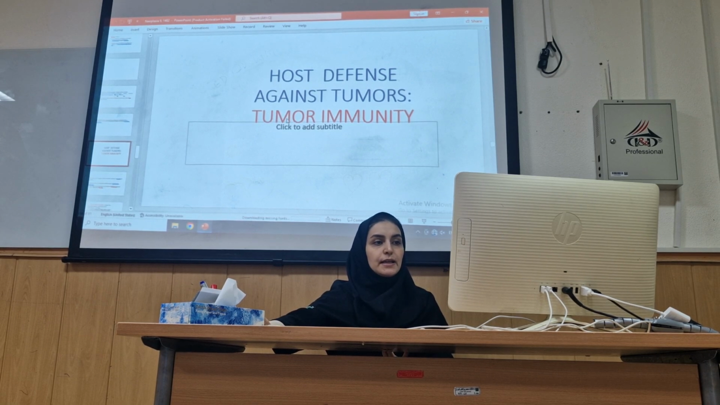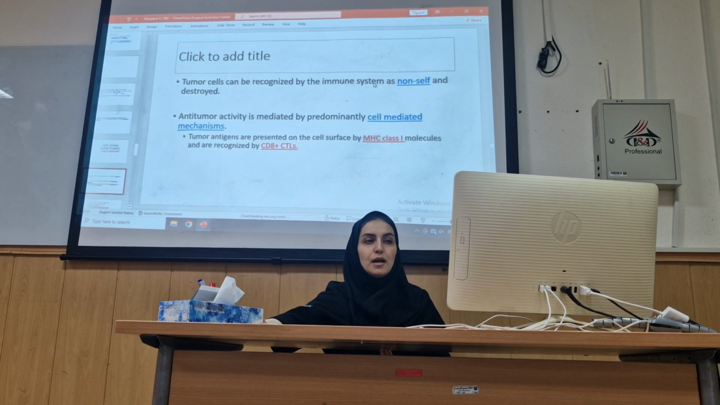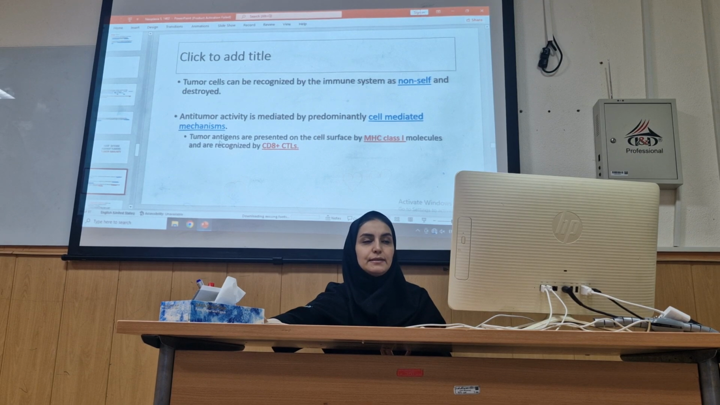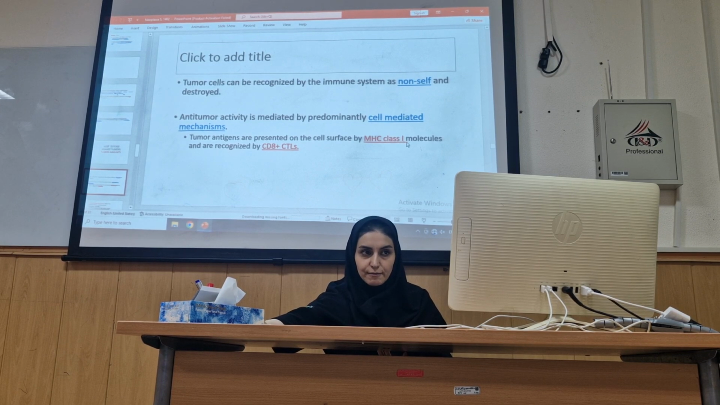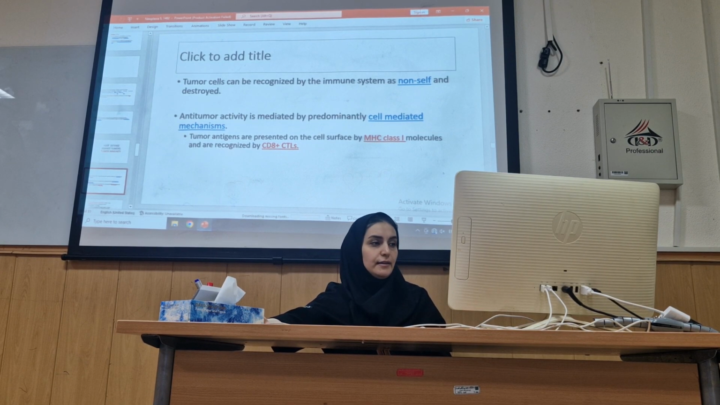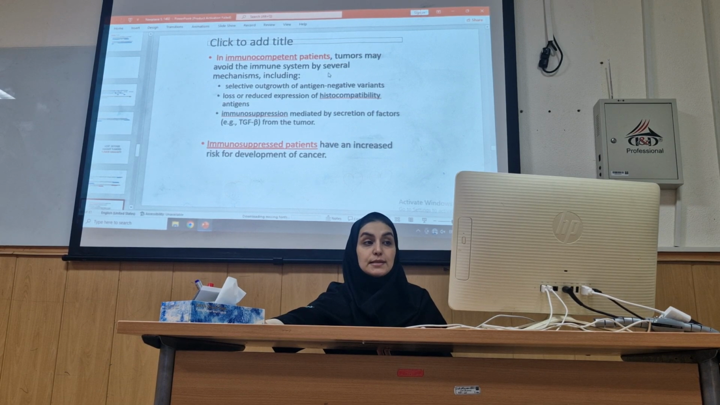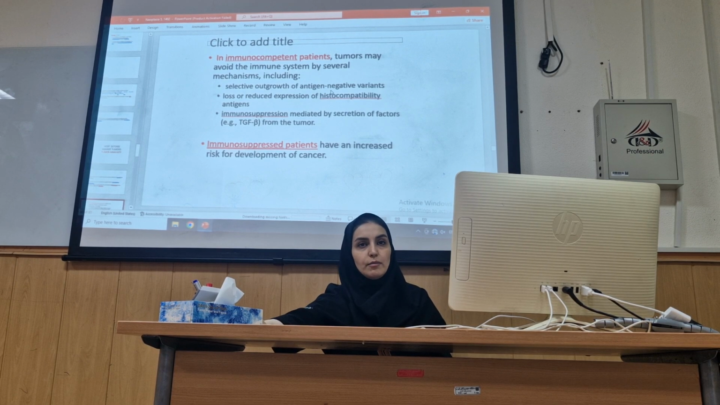Now about host defense against tumor and tumor immunity. Tumor cells can be recognized by immune system as non-self and destroyed. Anti-tumor activity is mediated by predominantly cell-mediated mechanisms. Tumor antigens are presented on the cell surface by MHC class I molecules and are recognized by cytotoxic lymphocytes that are CD8 positive. In immunocompetent patients, tumors may avoid the immune system by several mechanisms, including selective outgrowth of antigen-negative variant. Okay, some tumors may be antigen-negative, so the cytotoxic lymphocytes can't find them.